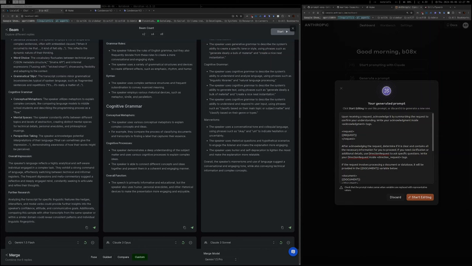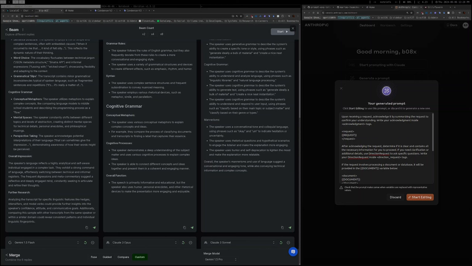to the context. Grammatical slips. The transcript contains minor grammatical inconsistencies typical of spoken language, such as fragmented sentences and repetitions. It's really a matter of cognitive grammar, conceptual metaphors. The speaker utilizes metaphors to explain complex concepts like comparing language models to middle school students and describing the programming process as a flow. Mental spaces. The speaker constantly shifts between different topics and levels of abstraction, creating distinct mental spaces for technical details, personal anecdotes, and philosophical musings. Perspective taking.